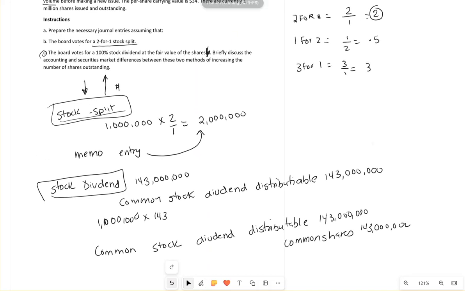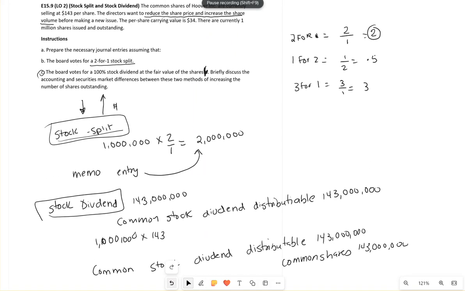So let's see what the question is. Briefly discuss the accounting and securities market difference between the two methods of increasing the number of shares. Now, what does that mean? It just says that a larger stock dividend serves the same function with regard to the security market as a split. What we are doing is increasing the number of shares. That's all we are doing.